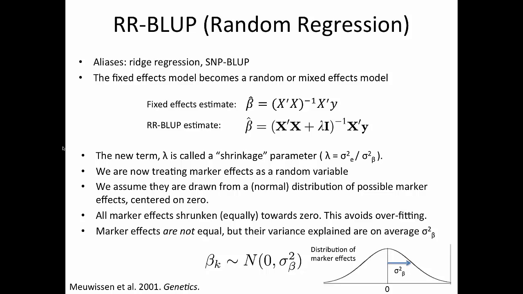something more reasonable. Another way we say this is that we're assuming the marker effects are drawn from some universe of possible marker effects that is defined by a normal distribution. We say the marker effects come from a normal distribution that has a mean of 0, that is, on average the marker effects are 0, and that distribution has a variance, which is what we estimate, sigma squared beta.